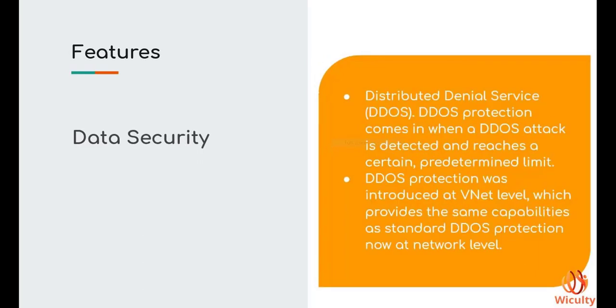Now, the second topmost priority of any cloud service provider is data security, and Microsoft is more focused towards it. DDoS is abbreviated as Distributed Denial of Service. DDoS protection comes in when a DDoS attack is detected and reaches a certain predetermined limit. DDoS protection was introduced at the virtual network level, which provides the same capabilities as standard DDoS protection, not at the network level.